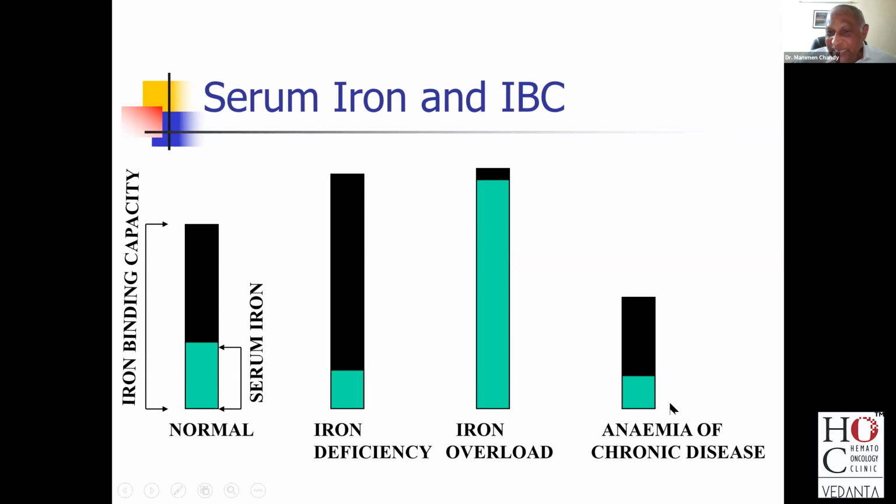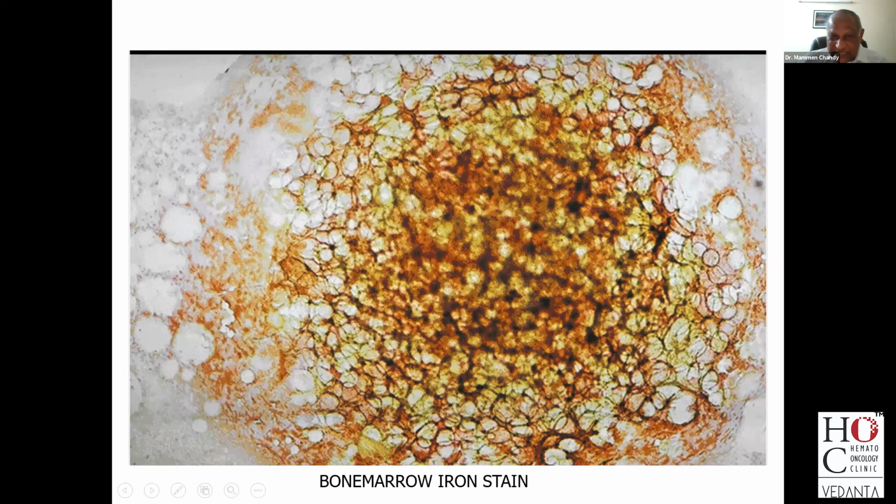Now, in anemia of chronic disease, what happens is that the TIBC comes down, the serum iron comes down, and the percentage saturation is maintained. This used to be the gold standard: a bone marrow with a Perls stain for iron, and you can see there is no iron in the bone marrow.